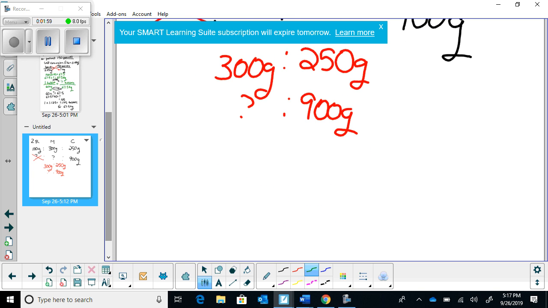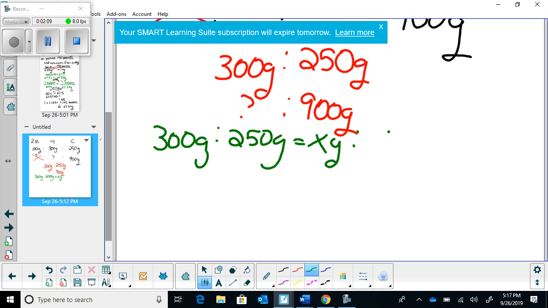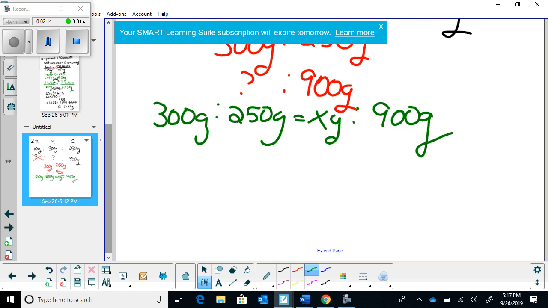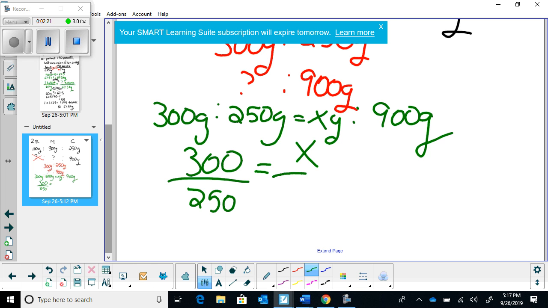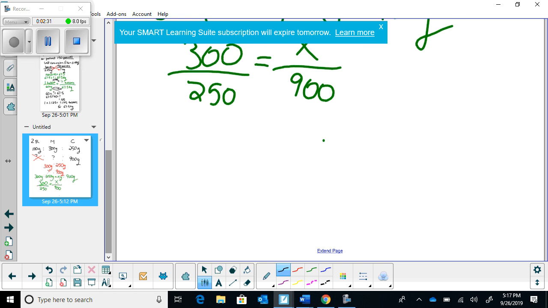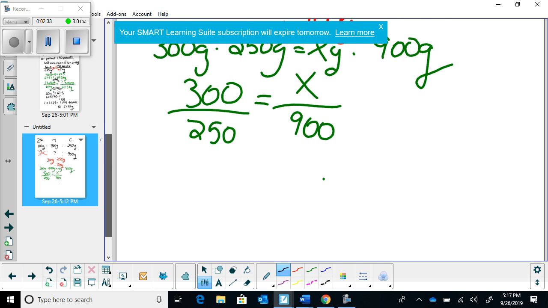So if I rewrite this, this is like saying 300 grams to 250 grams is equal to an X number of grams compared to 900 grams. All right, and now we talked about turning these into fractions, so it's easier to set up the proportion. So 300 grams divided by 250 is going to be equal to X number of grams over 900. And so now we can actually use either our fish method, all right, or cross multiply divide, or our proportional reasoning. So for this one, I'm going to use proportional reasoning.